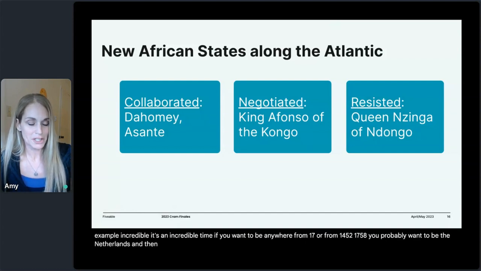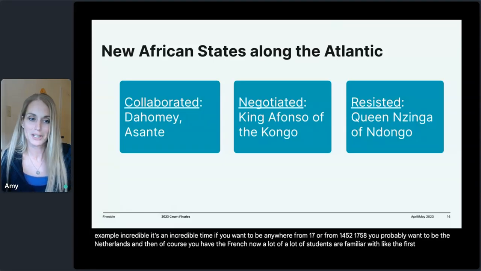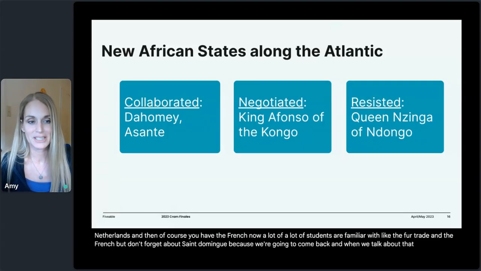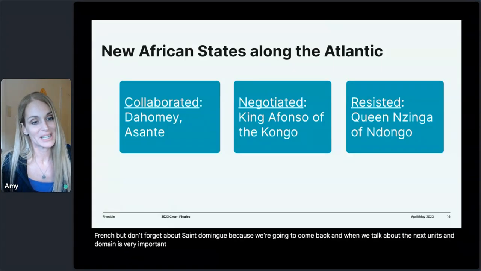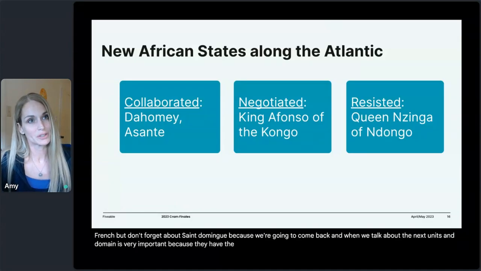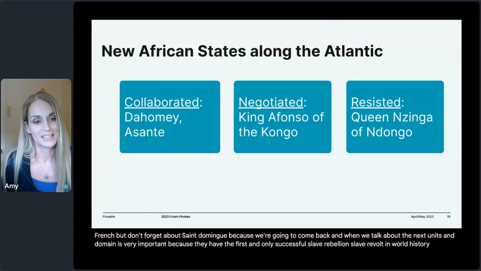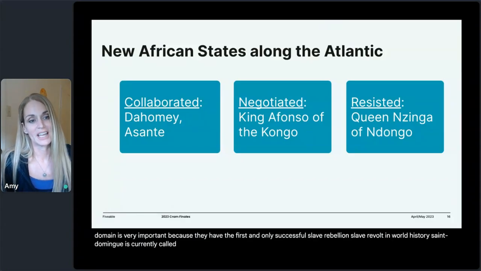And then, of course, you have the French. Now, a lot of students are familiar with the fur trade and the French, but don't forget about Saint-Domingue, because we're going to come back when we talk about the next unit. Saint-Domingue is very important because they have the first and only successful slave revolt in world history. Saint-Domingue is currently called Haiti.